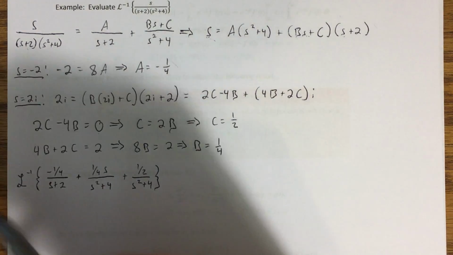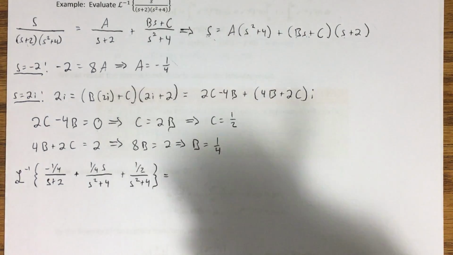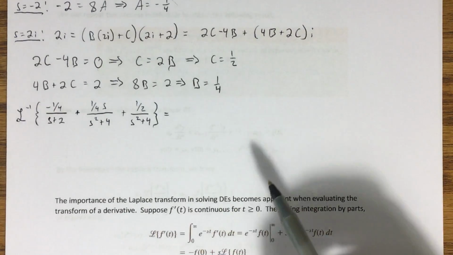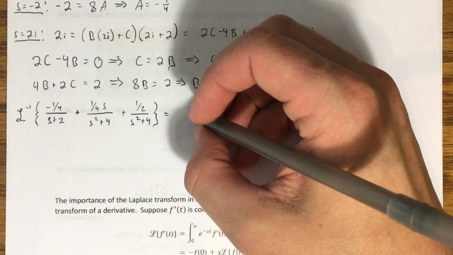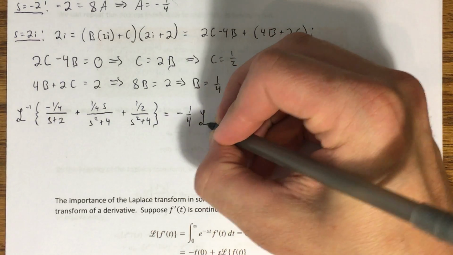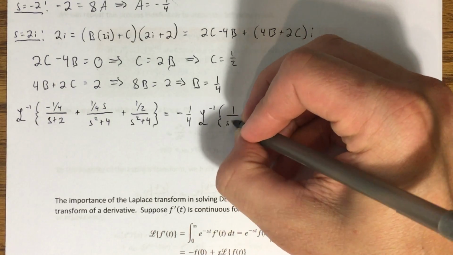Okay? Now I could use my linearity property, and I'm going to show the steps here. In future examples, I might skip a couple of steps at this stage, but notice this, using my linearity property, can be written as negative 1/4 inverse Laplace transform of 1 over s plus 2.